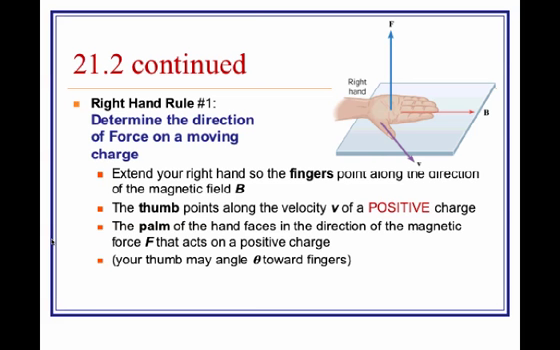You can even do it with your pointer finger going in the direction of the magnetic field, and your middle finger at a right angle. But either way, the thumb goes in the direction of the charge, the fingers move in the direction of the magnetic field, and then you curl them up to the direction of the force felt by that charge.